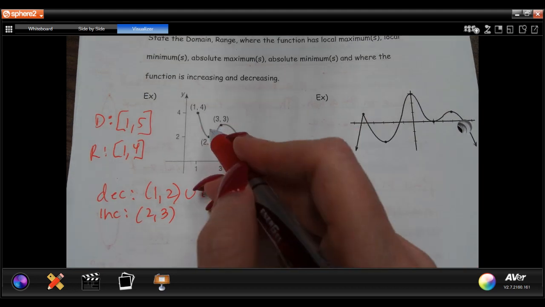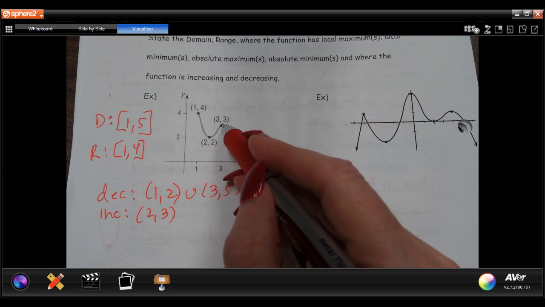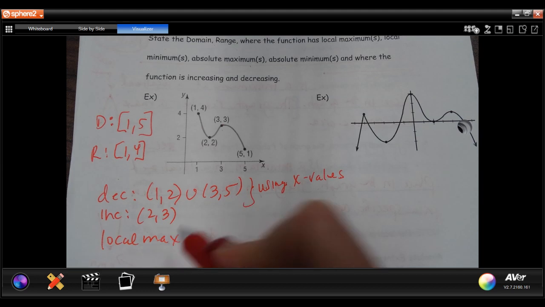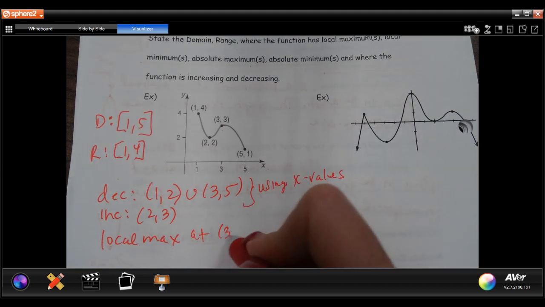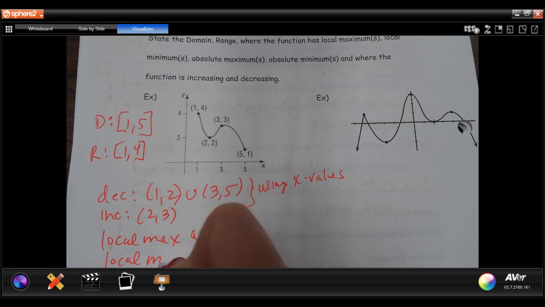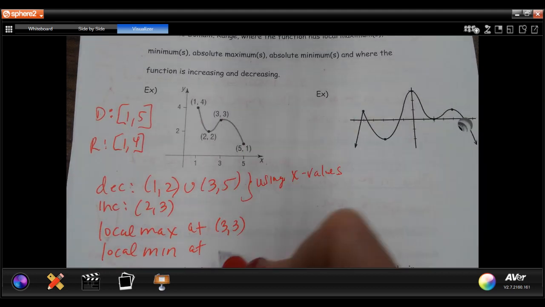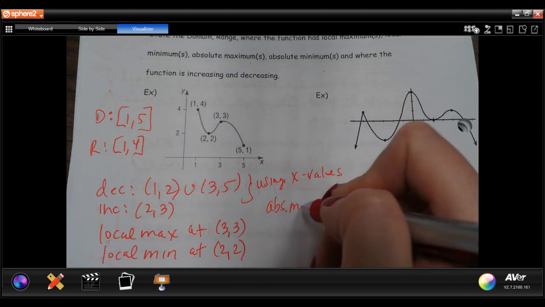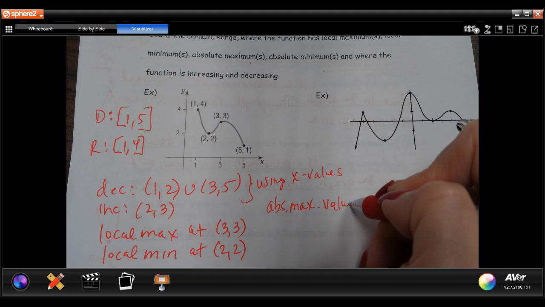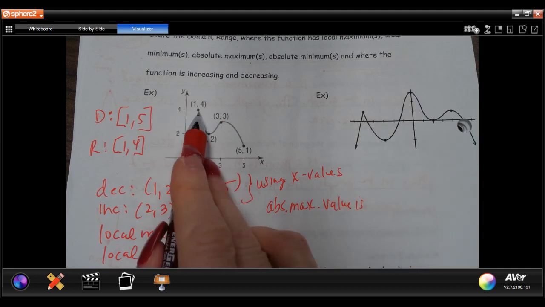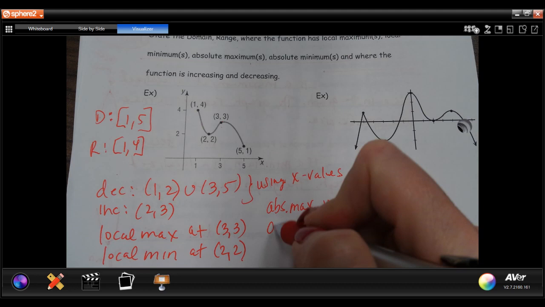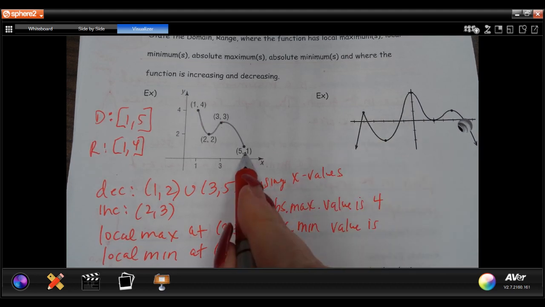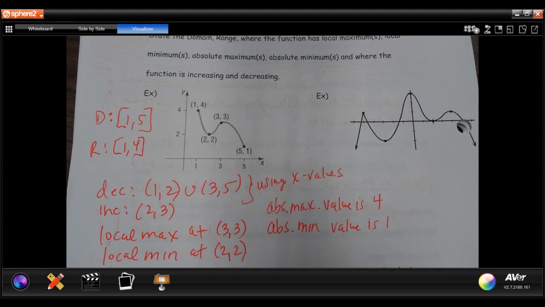All right, local maximum. Okay, I got a local max at (3, 3). I got a local min at (2, 2). Absolute maximum value is the highest Y value, so 4. Absolute minimum value, the absolute lowest Y value, is 1.